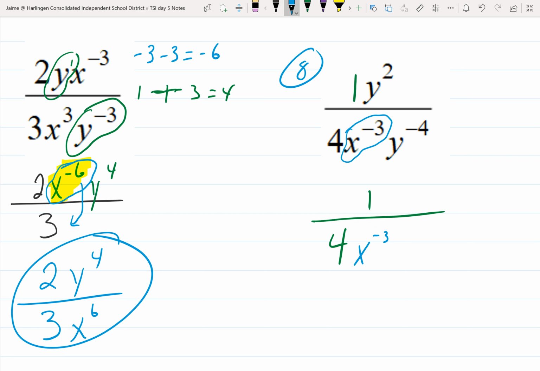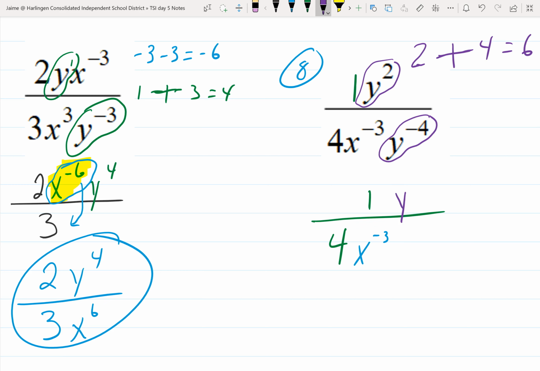Even though I can't have a negative. And how do you fix the negative? You kick it to the top, but I'll do that later. Let me do the Y's first here. I have a Y to the 2 and a Y to the negative 4. So subtract those numbers. You have 2 minus, now put the bottom number, which is negative 4. 2 minus minus 4 turns to a plus, so we have 6. So we have Y to the 6.